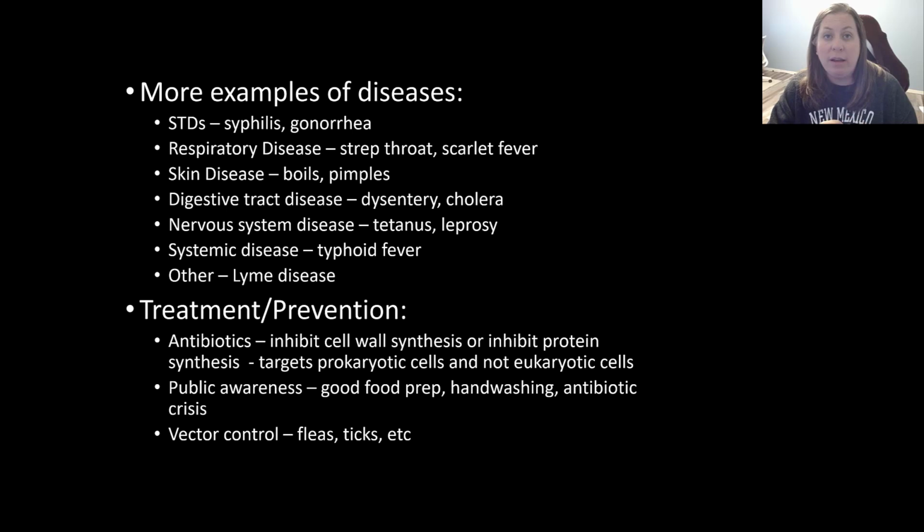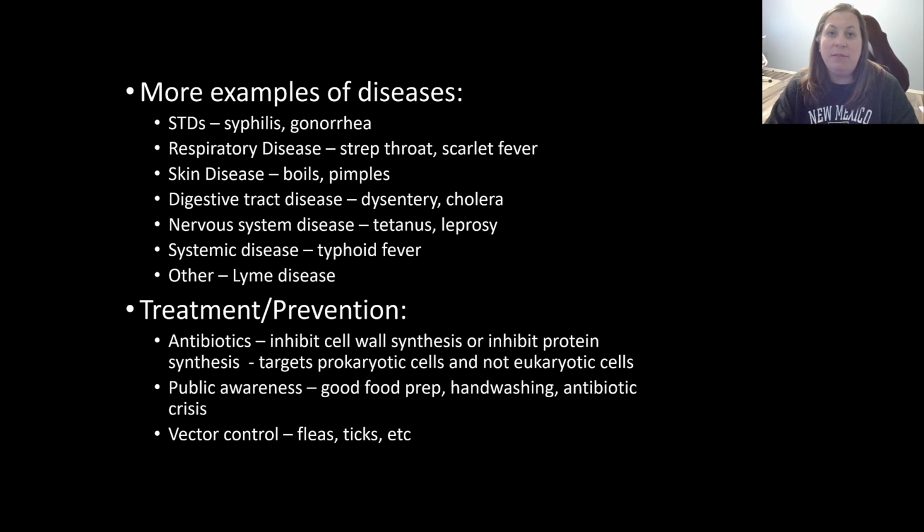And so antibiotics can work one of two ways, and sometimes we have to pick different antibiotics based on how they work. Also, public awareness is super important when we talk about the spread of a lot of these diseases. So making sure that people understand good food prep techniques is important. Good hand washing techniques, that's one of the biggest things. We didn't think in 2020 we were going to have to teach people how to wash their hands again, but that's what we were doing. We've got to make sure that we have good hygiene there, and also make sure we use antibiotics appropriately. This antibiotic crisis is a big deal.